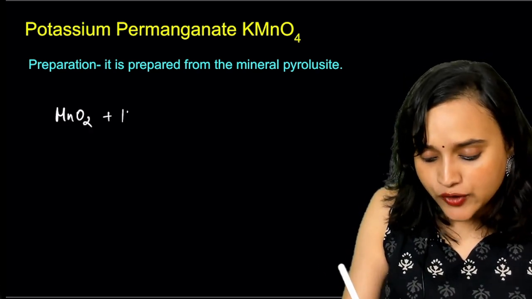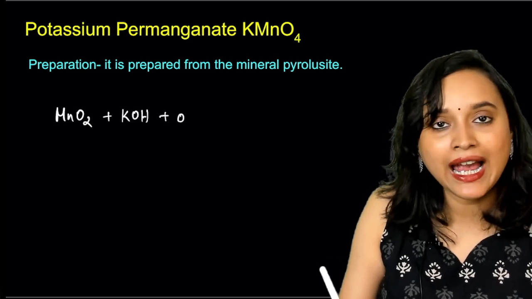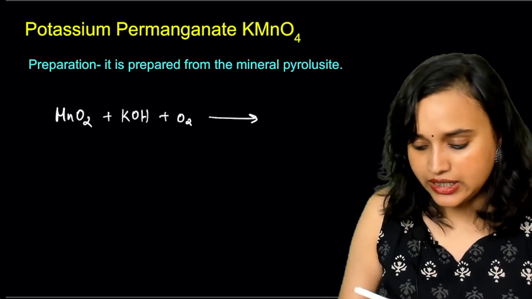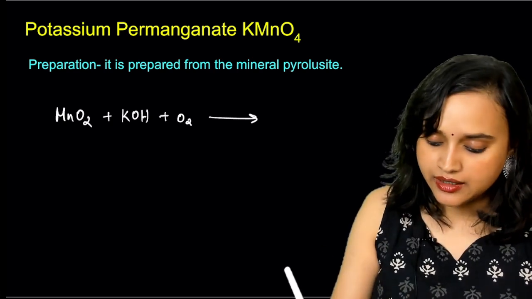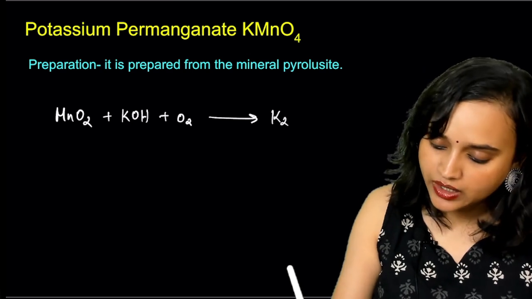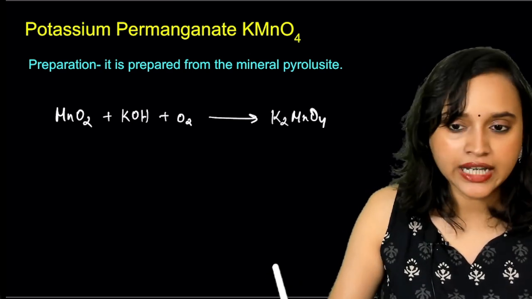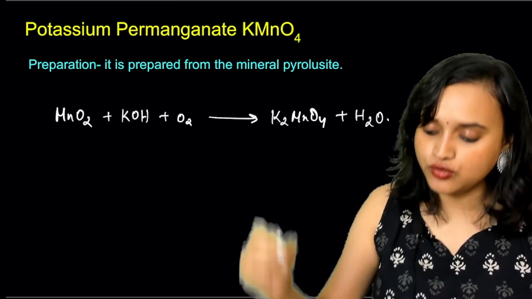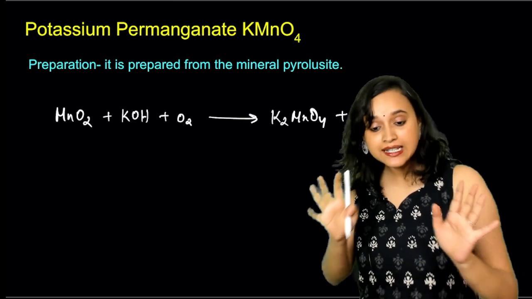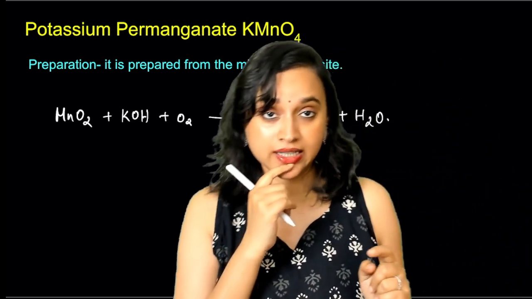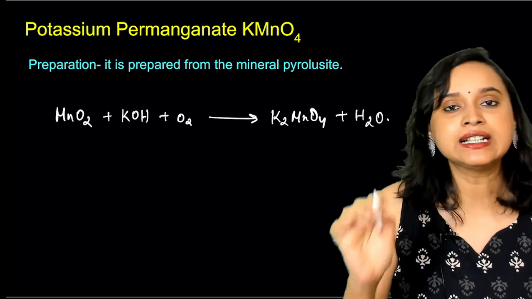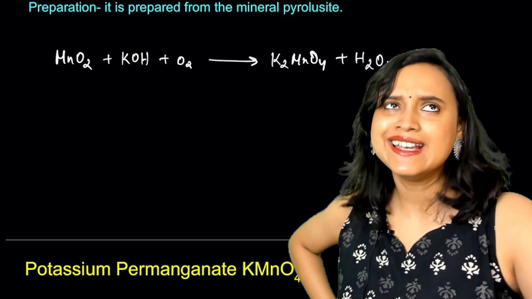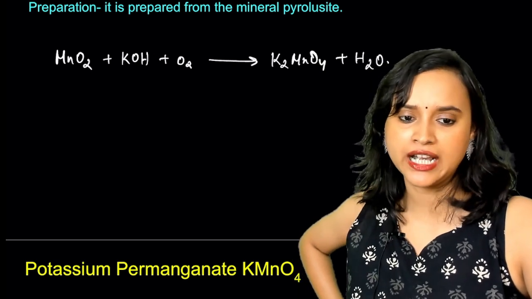Now to MnO2, you add some amount of KOH and oxygen, that means alkaline oxidative conditions. That's what you are doing. And here you will get K2MnO4, and from here you will also get H2O. So this is the industrial preparation, that means large scale preparation is like this. Apart from this, I don't think that preparation of potassium permanganate is asked so much.